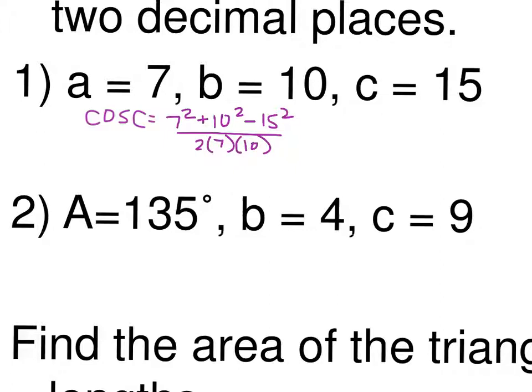And then again, make sure you're practicing this in the calculator because the way in which you type it is important. I would do cosine -1, open my parentheses, so there's a double parentheses at the top now. 7 squared plus 10 squared minus 15 squared, close the parentheses, divided by, open the parentheses, 2 times 7 times 10. Maddie, did I do something wrong?